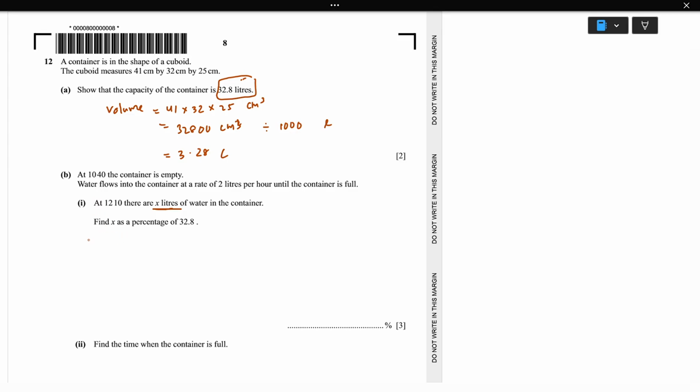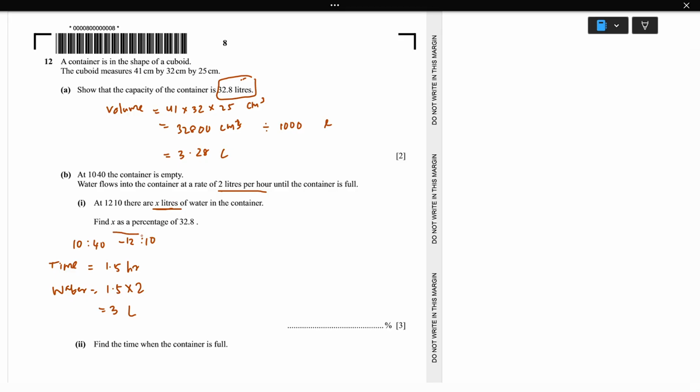At 12:10, what is the time in minutes? From 10:40 to 12:10, how many hours? 10:40 to 11:40 is 1 hour, plus 30 minutes, so 1.5 hours. In 1 hour the water is 2 liters. So the water equal to 1.5 times 2, which is equal to 3 liters. At 12:10, the water is 3 liters.